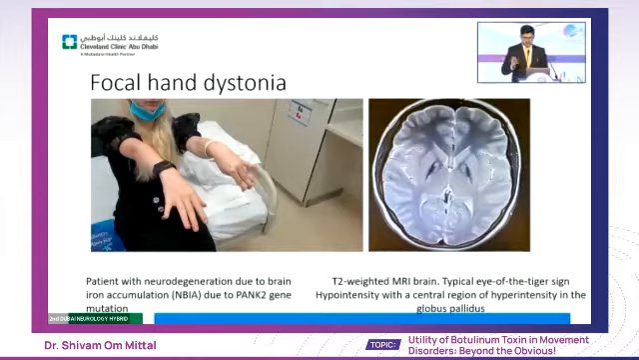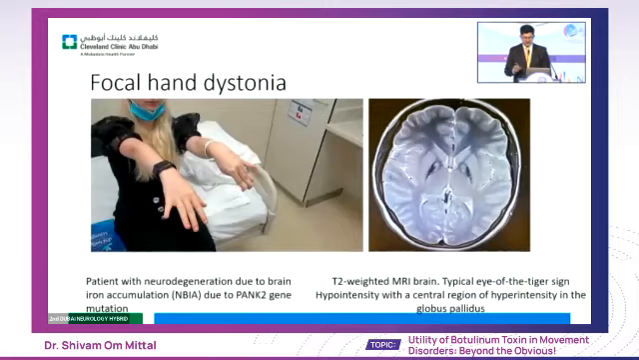Now, coming to another common condition, focal hand dystonia. As Dr. Fasano mentioned, we have these conditions where we have isolated dystonia or combined dystonia. When we have a brain MRI, what do we see? Do we see the eye of the tiger sign? Yes. So this is NBIA, where there's an iron accumulation, and there's a hyperintensity in the globus pallidus bilaterally.